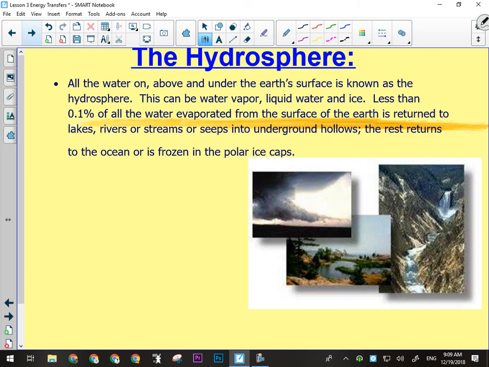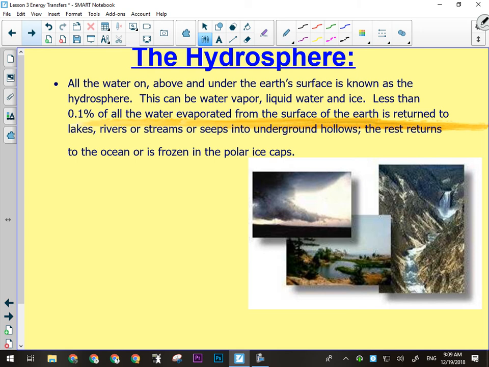Okay, so all the water on, above, or under the Earth's surface is known as the hydrosphere. That's water vapor, liquid water, and ice. Less than 0.1% of all the water that's evaporated from the surface of the Earth is returned to that same spot.